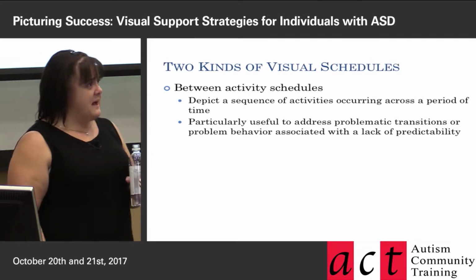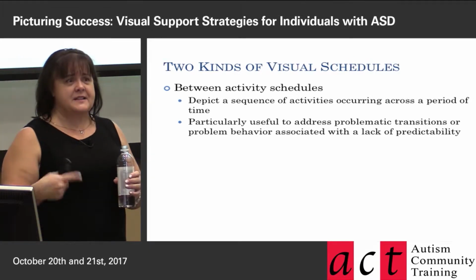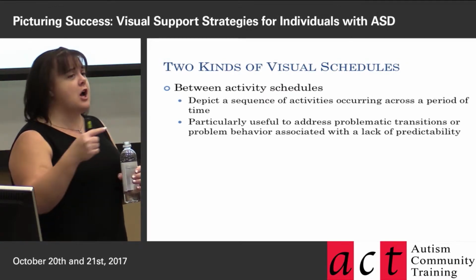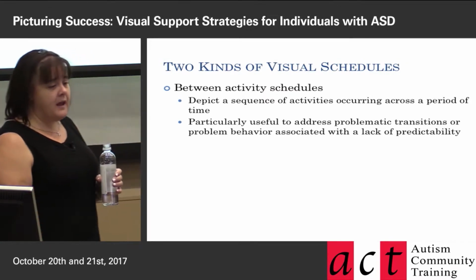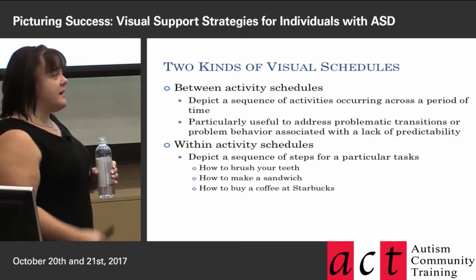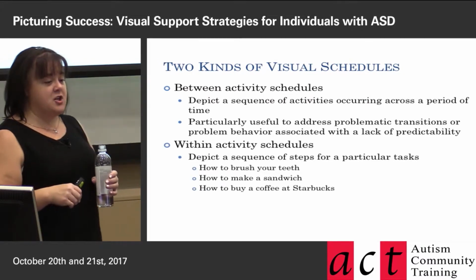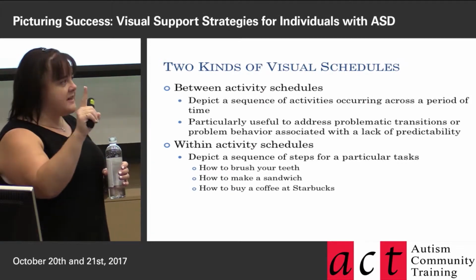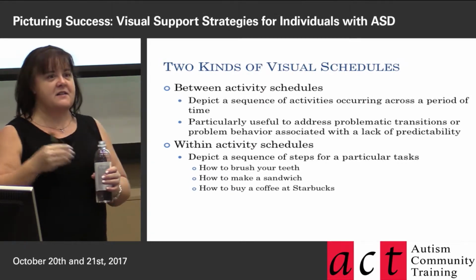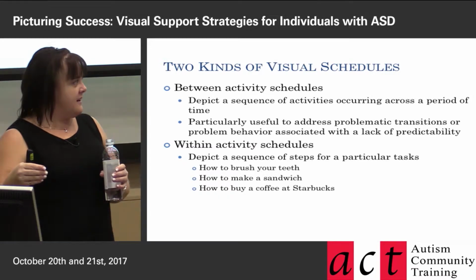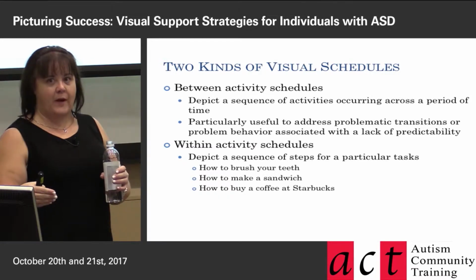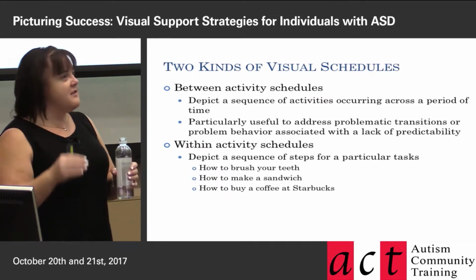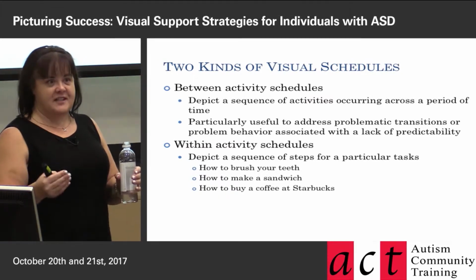Because a lot of times that problem behavior at transitions is associated with a lack of predictability, right? Not knowing what's happening next. The other kind of visual schedule is what's called a within activity schedule. So this is the kind of schedule that's for one single activity, and it breaks that activity down into its steps. So what are the steps to brushing teeth? So I can have a within activity schedule for brushing teeth that shows what's step 1, step 2, step 3 for brushing teeth, right?